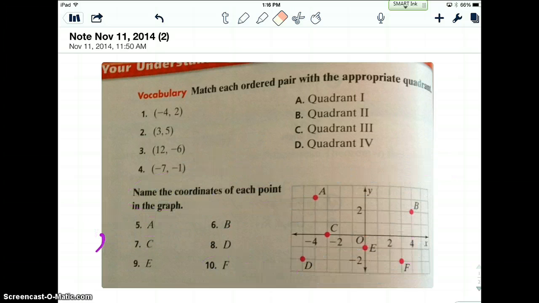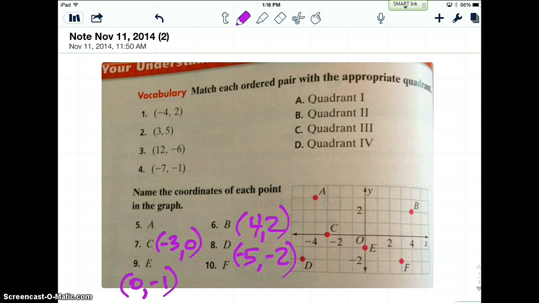Okay? So go ahead, pause the video, and try and come up with the coordinates for 6, 7, 8, and 9. You'll have to pause the video because within a couple seconds, I'm going to show the answers. Okay, I told you I would have the answers up within seconds, and there they are.